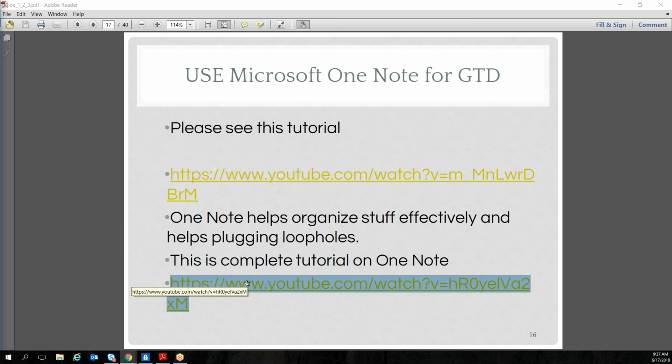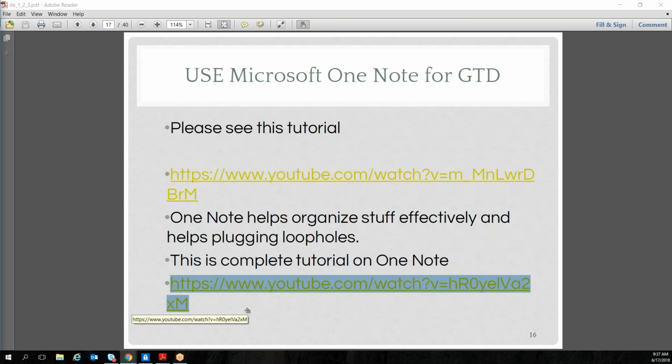What this tutorial shows is you can create tabs, and inside the tabs you can create pages. Each tab can be an action which you want to perform, each tab can be a reference which you want to refer to at a later stage, and each tab can be a priority list of actionable items which you can refer to as and when required. So Microsoft OneNote is a shorthand tool which can be used to document such information.